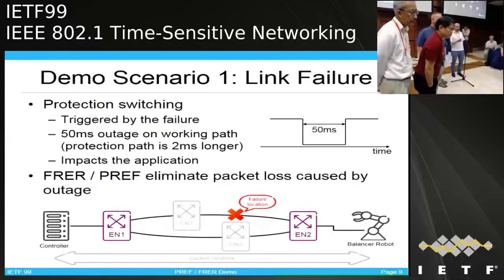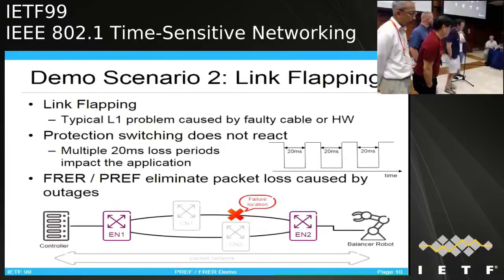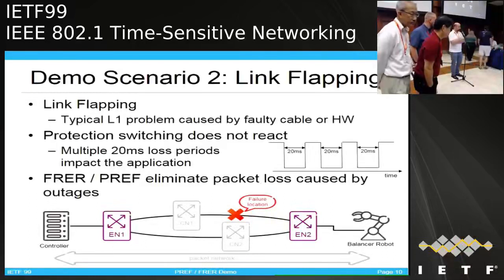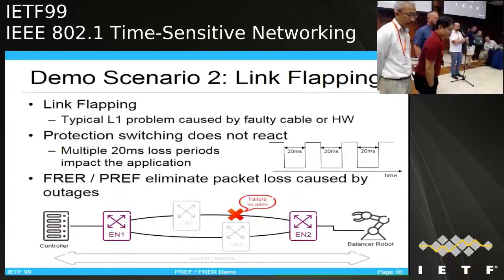Let's see the other failure scenario, which we call link flapping, when the link goes up, goes down. If it is, as illustrated in the figure, 20 milliseconds, then the monitoring mechanism you use for classic protection switching doesn't even detect it. But as Pascal just explained, that can be critical for a control loop. It's very sensitive, so it's not that easy to start.